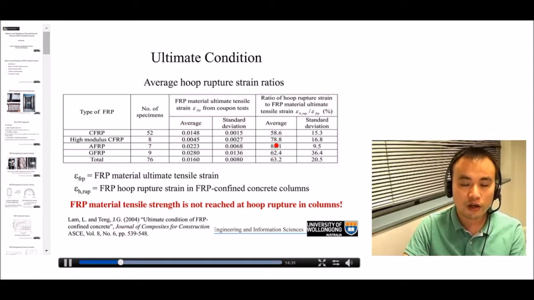But you can see from this column, which represents the ratio of the rupture strain in a confined column to the rupture strain in the material test. So basically, in the column, only say 60% to 85% of the material strength can be used. And this is an important conclusion for the design of such strengthened columns.